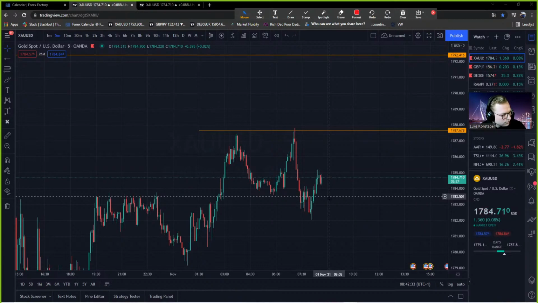GBP/USD long soon. Yes, let's take a look at some different pairs. I'll drop the link of the thing in there for a moment. There we go.